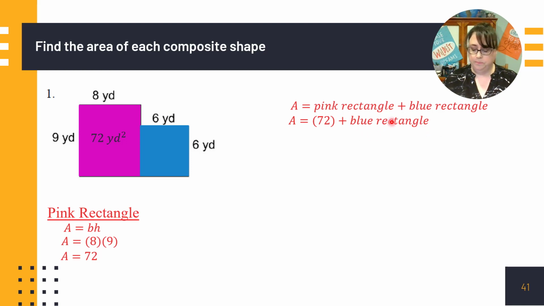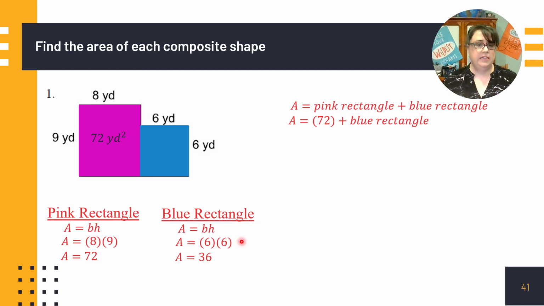Where I need to go next is to find the area of the blue rectangle. When I look at it, it's actually a square, but that's okay because all squares are rectangles, so I'm still okay calling it a rectangle. Again, it's base times height. Do you see here, I'm still writing down my formulas. So this is 6 times 6, which is 36. So this blue one right here is 36 yards squared. So this is my total area.